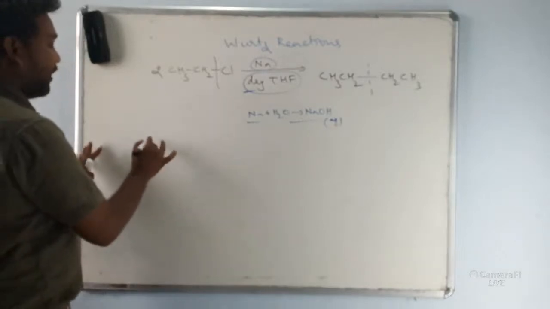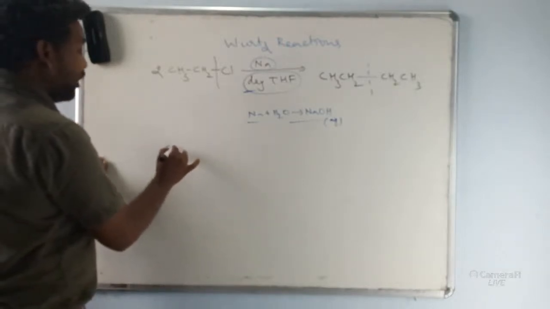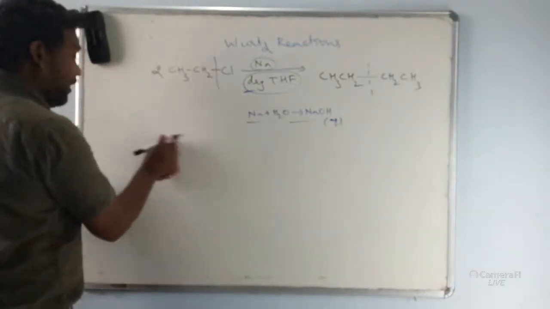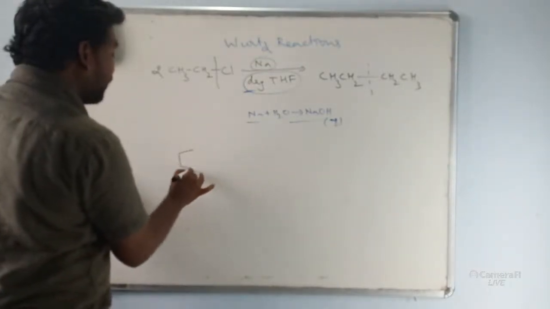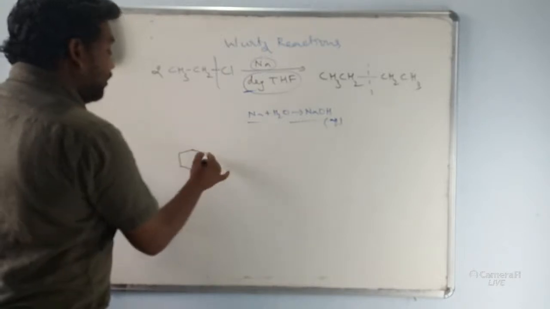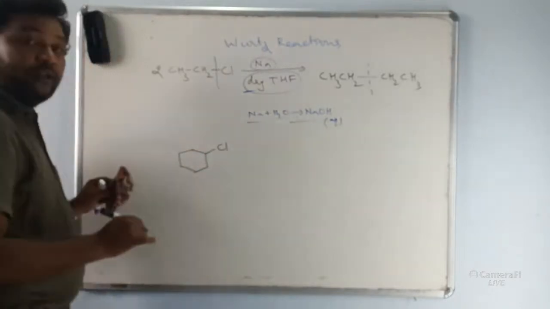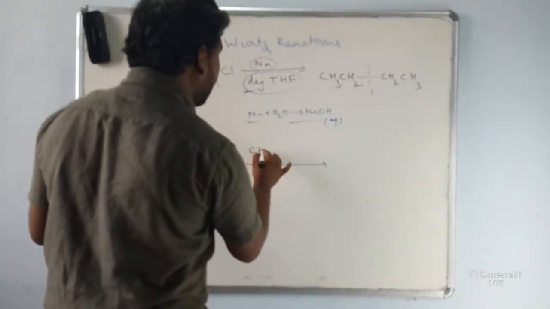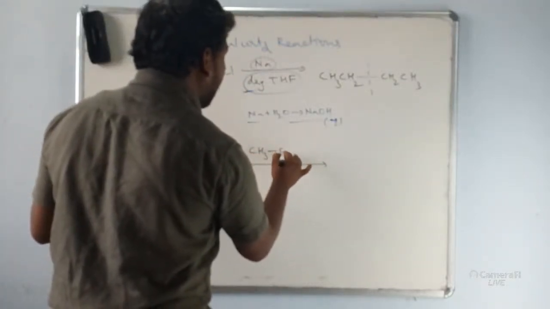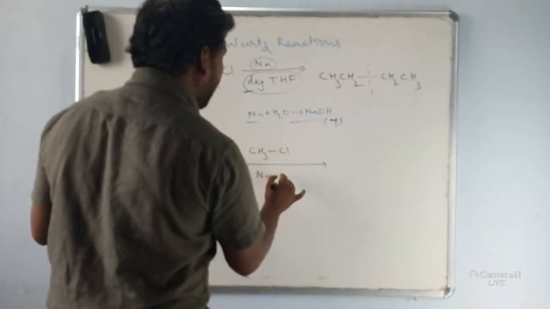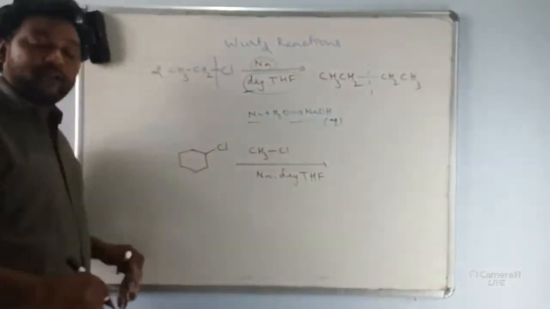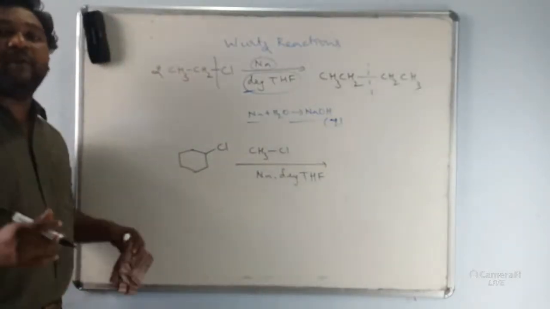Now let me give you another example. Let us take this molecule, chlorocyclohexane, and react it with methyl chloride and sodium in dry ether. Tell me how many products we will get? We will get a mixture of 3 products.